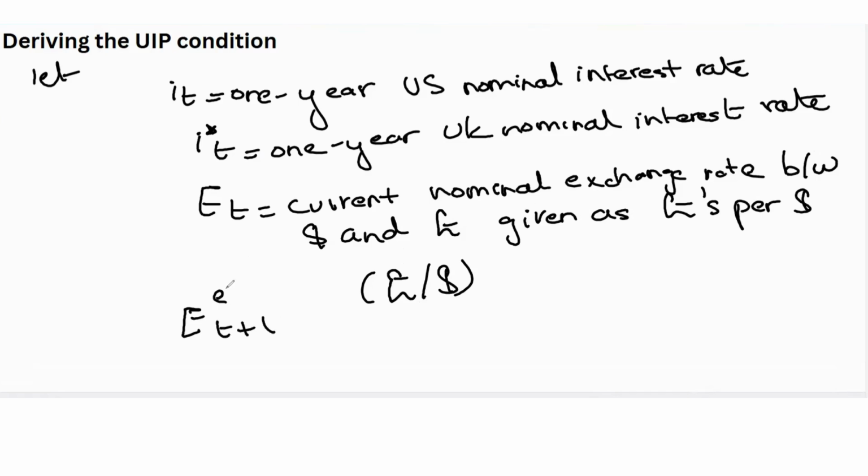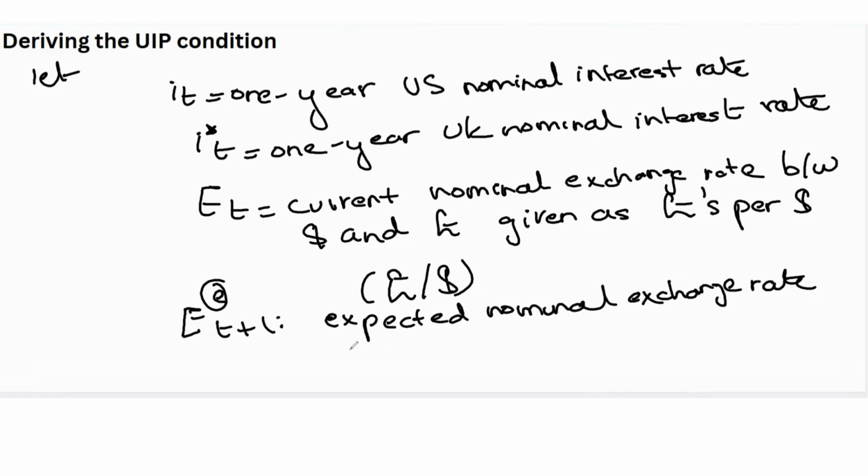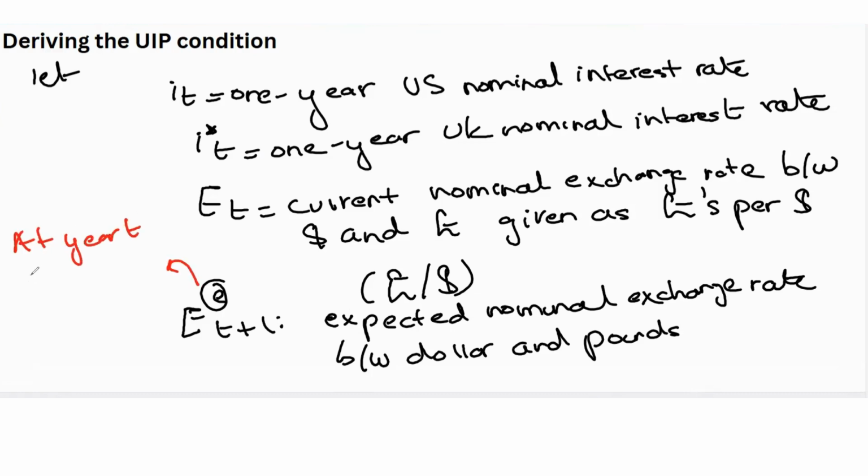Now E^e_{t+1}: we can notice the expectation here. This is the expected nominal exchange rate between dollar and pound. Because at t, you don't know what the exchange rate at t plus 1 will be. Year t is our current period, so at year t, we don't know what the exchange rate will be next year in t plus 1. So we have an expectation for it.